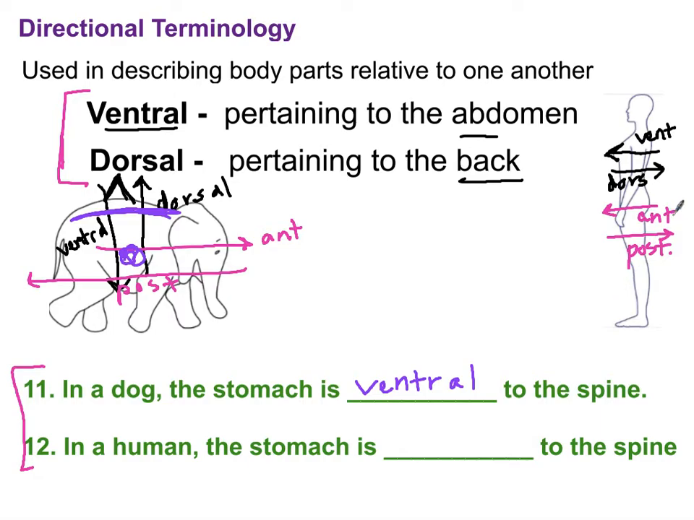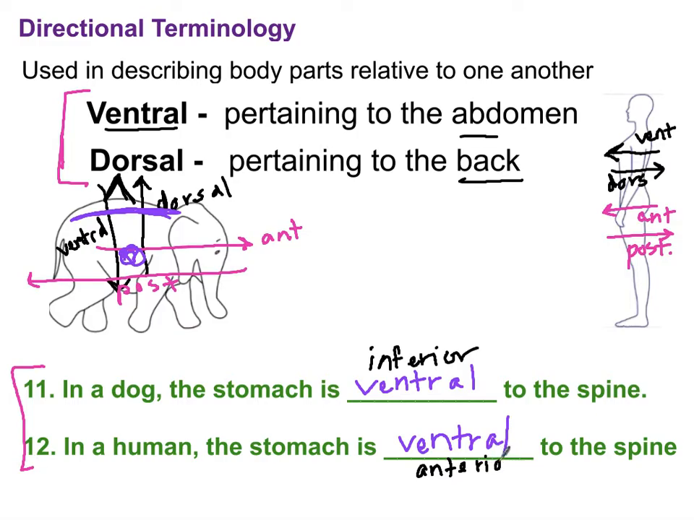What about a human? So even in a human, the stomach is still going to be ventral to the spine. Now, notice that there's still some other terms we can use here, like anterior and posterior. So in a dog, it wouldn't be anterior or posterior. The stomach would actually be, what do you think? It would be inferior. Whereas in a human, it would be anterior.